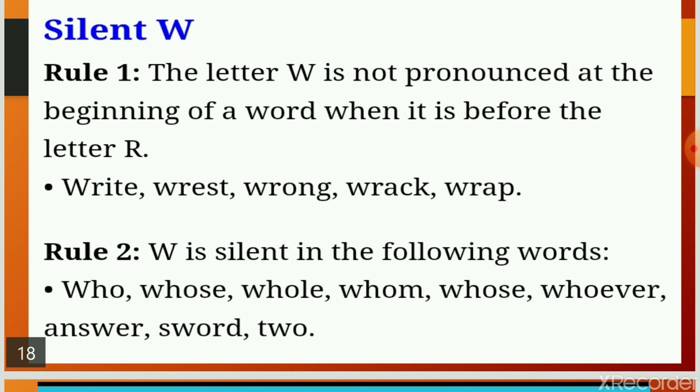Now, rule number 2. W is silent in the following words. As you have already gone through this kind of example: who, whose, whole, whom, whoever, answer, sword, two. These are the examples here. What exactly is silent? W is silent here. Who, whose, whole, whom, whoever, answer, sword, and two.